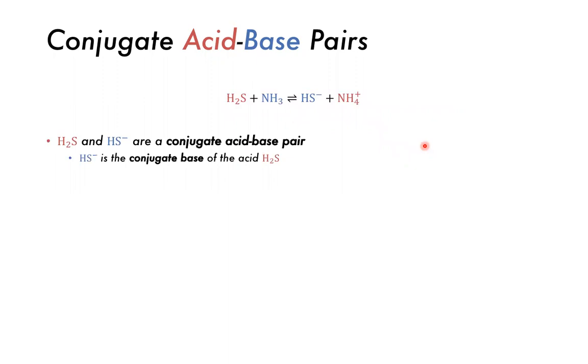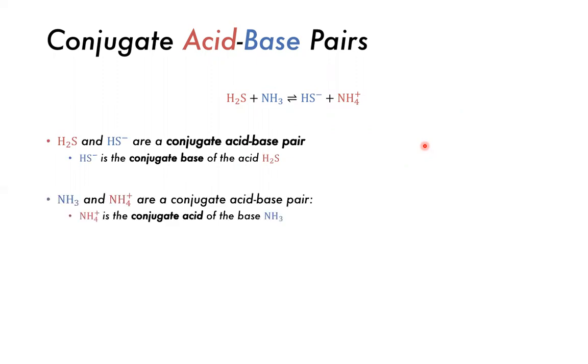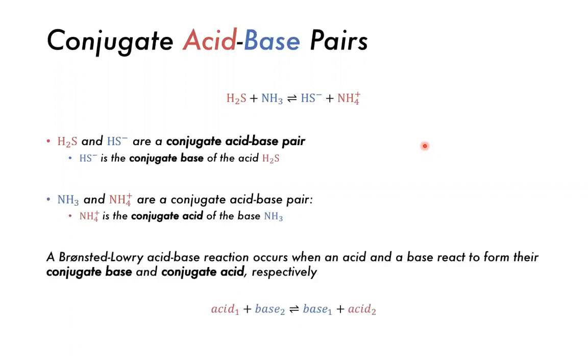So here's the reaction, that's the equilibrium. H2S and HS minus are conjugate acid-base pairs. HS minus is the conjugate base of the acid H2S. NH3 and NH4 plus are conjugate acid-base pairs. NH4 plus is the conjugate acid of the base NH3. And then a Brønsted-Lowry acid-base reaction occurs when an acid and a base react to form their conjugate base and conjugate acid respectively. So we have acid 1 and base 2 gives base 1 and acid 2. On the left-hand side, species 1 is an acid and species 2 is a base. On the right-hand side, species 1 is the base and species 2 is the acid.